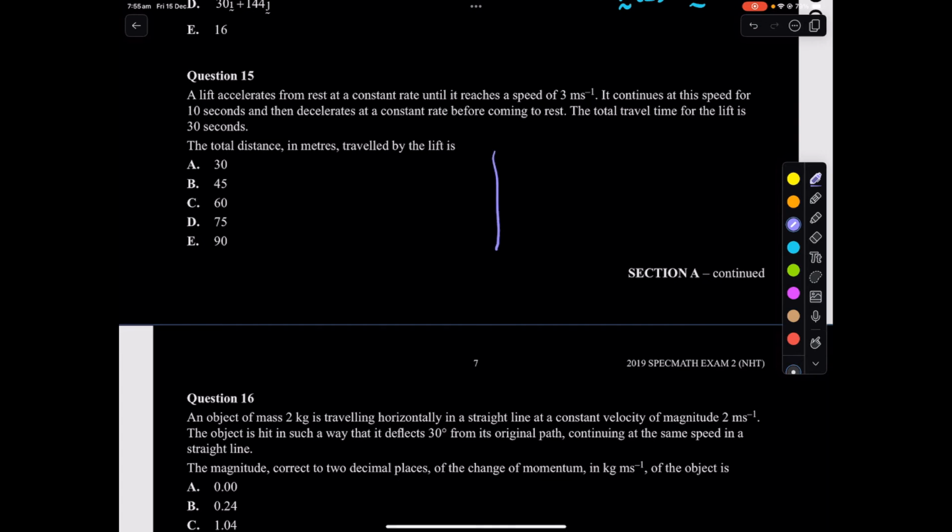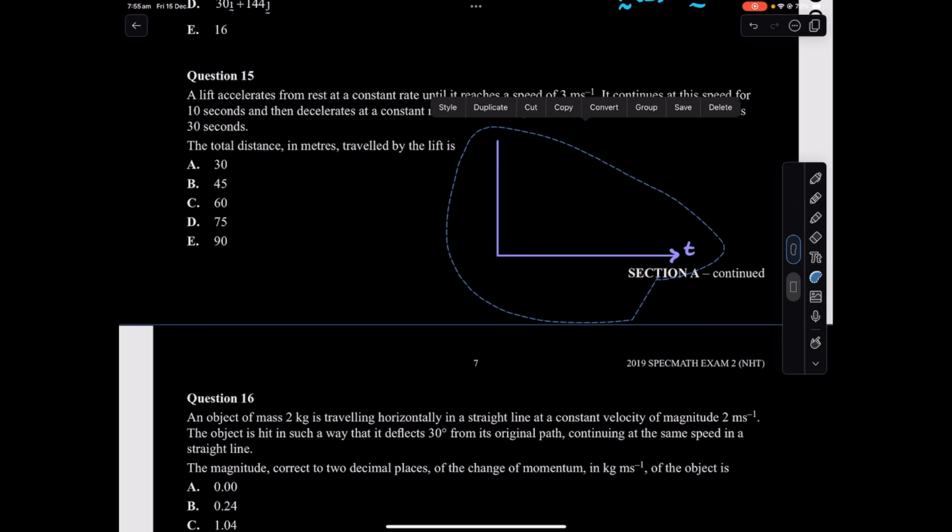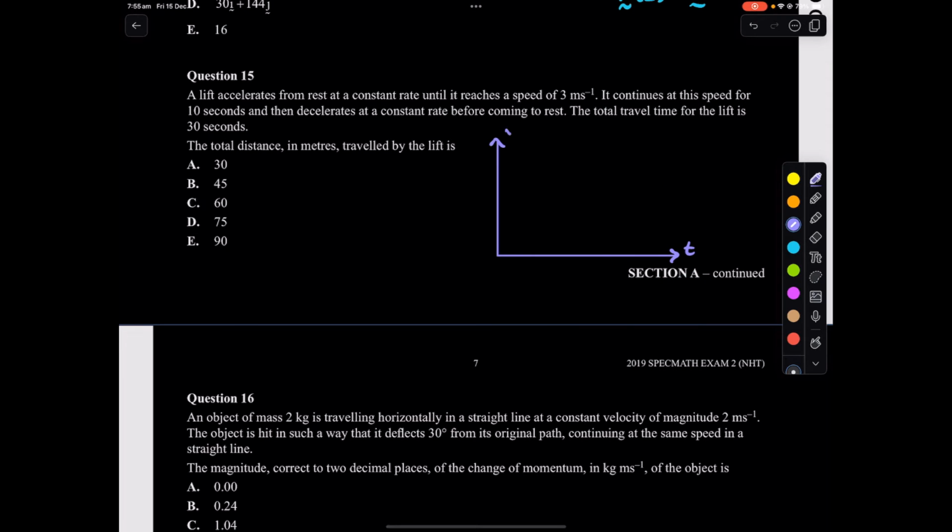For example, the specialist book has these kinds of questions very commonly. If I draw a velocity time graph, look at the question. A car accelerates from rest. Remember, rest is where velocity is 0, so we start from 0. And it's accelerating. Remember, acceleration is the gradient of a velocity time graph. So if we accelerate constantly, acceleration is positive.